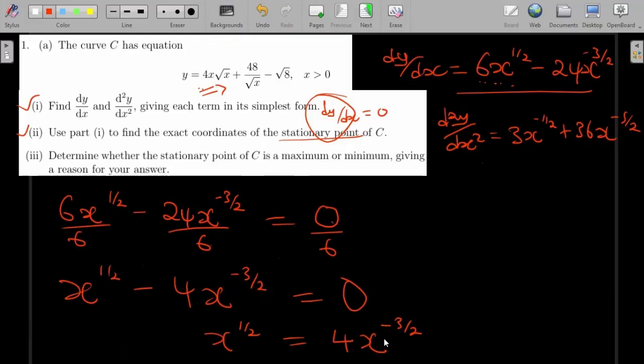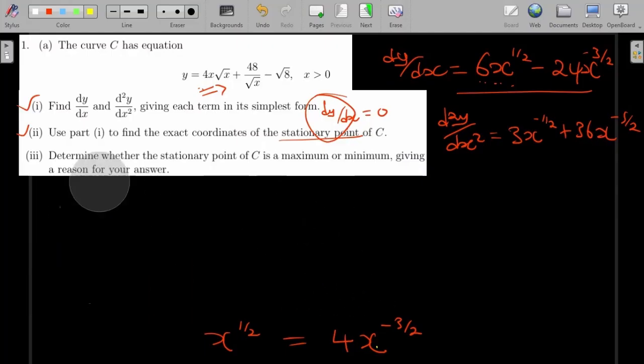Once I do this, I can multiply both sides by 2. Or maybe we consider this negative here, because this one has a negative. We can try to multiply with the one that cancels with that negative so that we have a positive power here. So what I'm going to do is divide both sides by x to the power minus 3 over 2, and then we see what we're going to get.